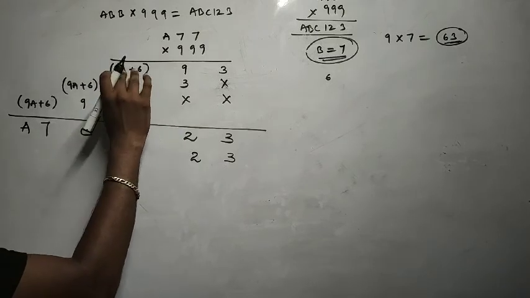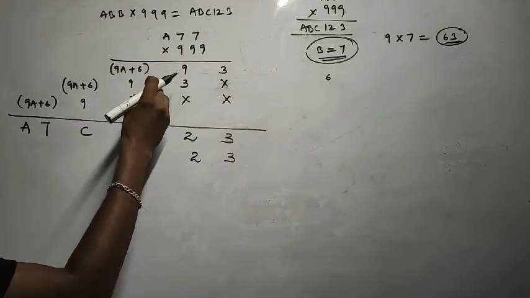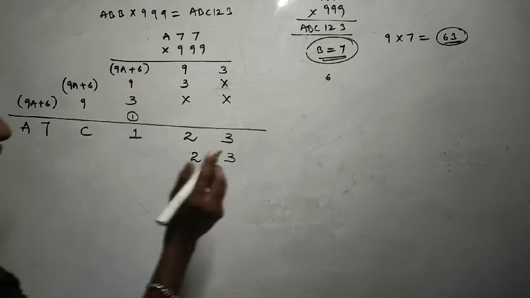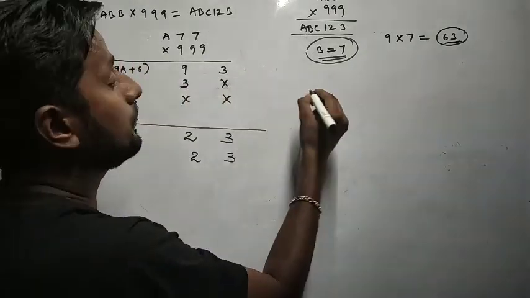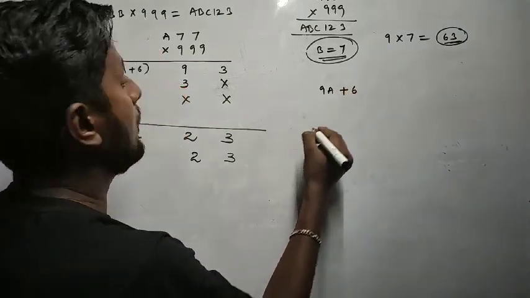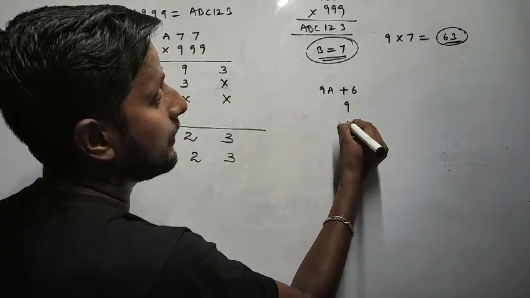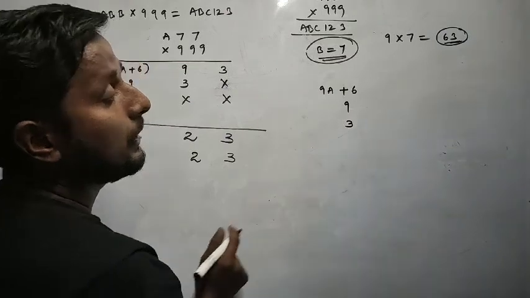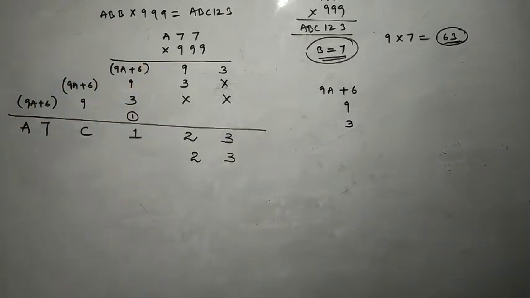So we should add 9A plus 6 plus 9 plus 3. Correct? So look here: 9A plus 6 plus 9 plus 3. Look, it is a multiple of 9. So multiple of 9, that is what I want to say.